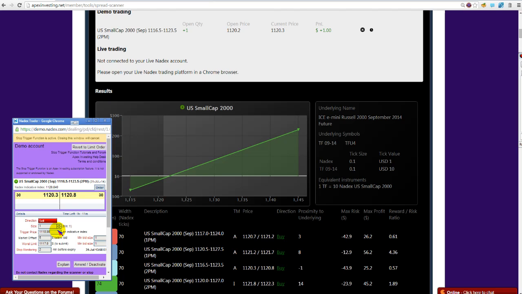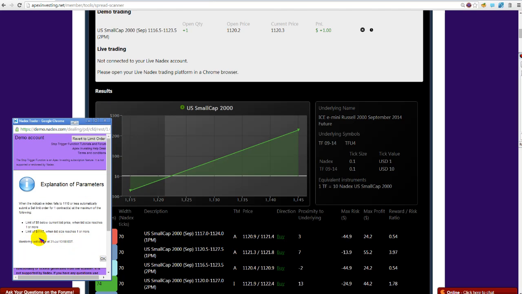The floor being so close, I'm going to be like, you know what? I'm using spreads. Let's not do that. Also, I can then explain it. It'll explain it to me.